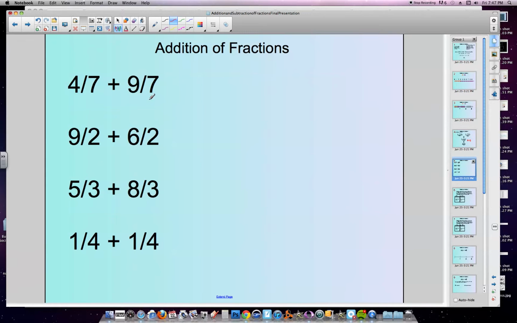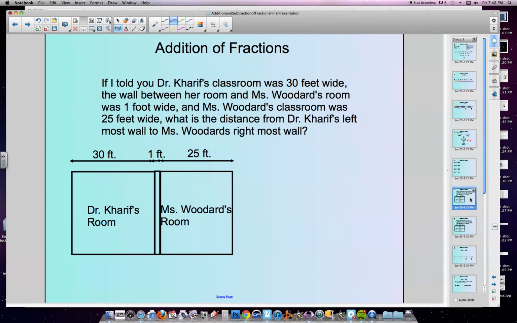We have 4/7 and 9/7. Well, that's 13/7. Easy enough. We just add, we go up 4/7 and then another 9/7, and we wind up with 13/7. Same thing here. We have 9/2 and 6/2. Well, okay, go up 9/2 and then another 6, and we wind up with 15/2.